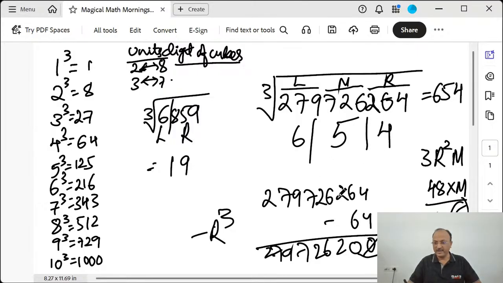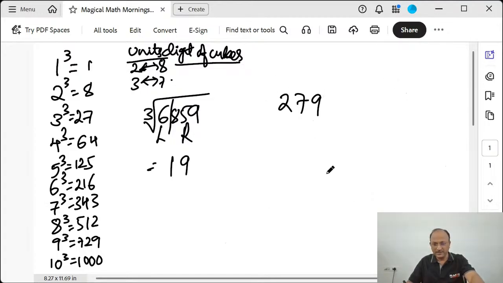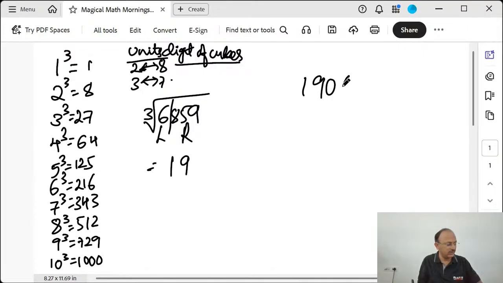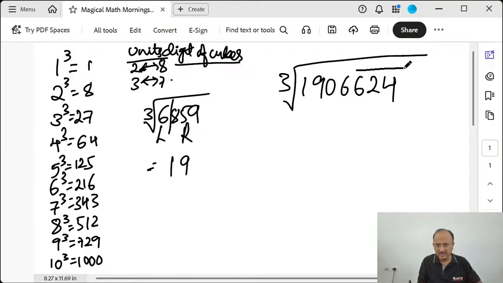Correct. Now it's clear. Let's take one more example because these are big numbers. But let's do it in a little different way. Suppose I want you to find out the cube root of 1906624. You have this three groups, this three groups, this one group. The left side we got it as 1, right side we got it as 4.